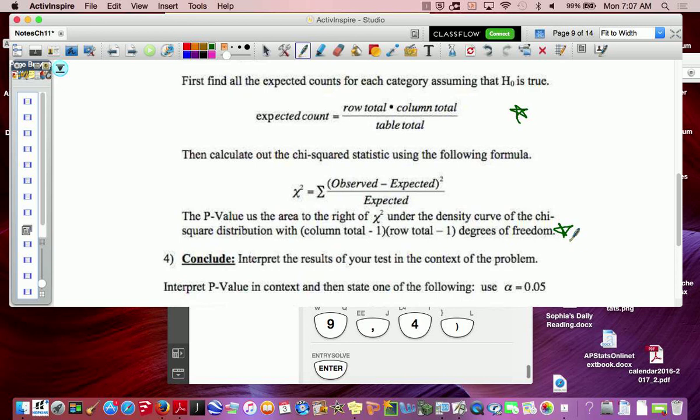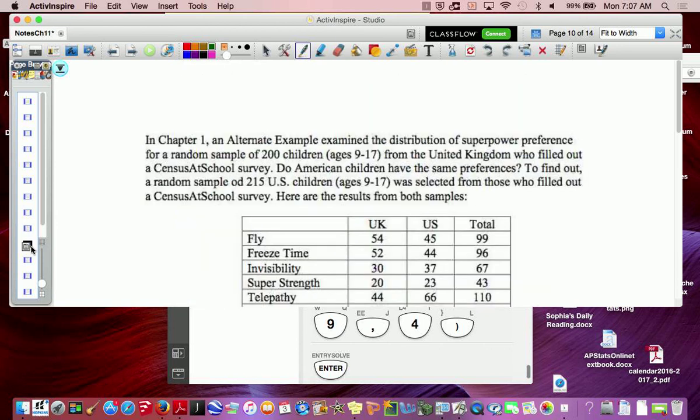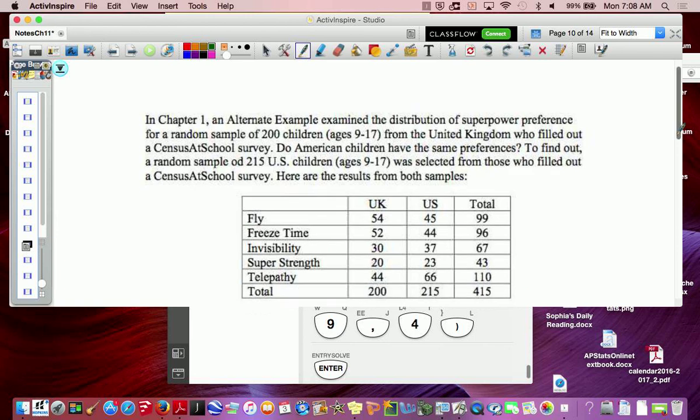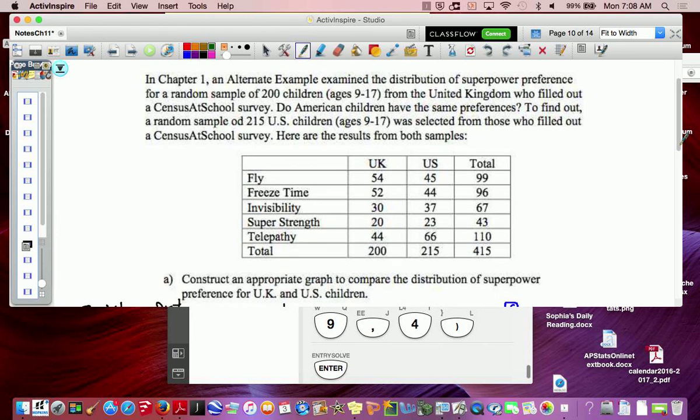I know I've been going pretty fast here. I do want to do one more example with you for a chi-squared test for homogeneity. So let's take a look at our next example. It kind of goes back to chapter 1 with superpower preferences. One of the examples that we did was we took a random sample of 200 children ages 9 through 17 from the United Kingdom who filled out a census at school survey, did the same thing with Americans, and we went with 215, and here's their results.